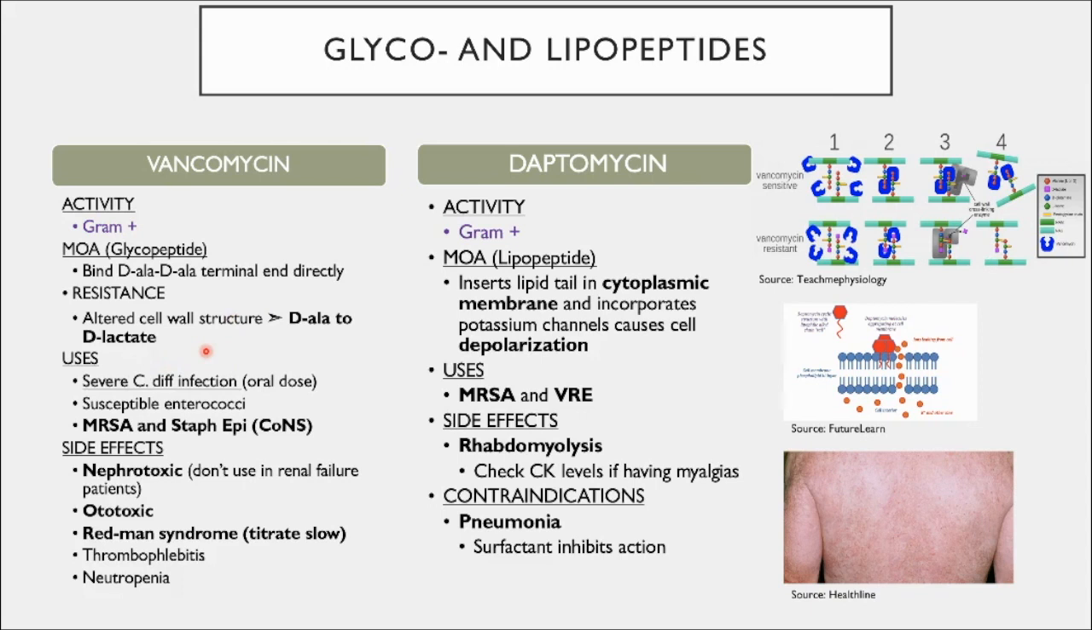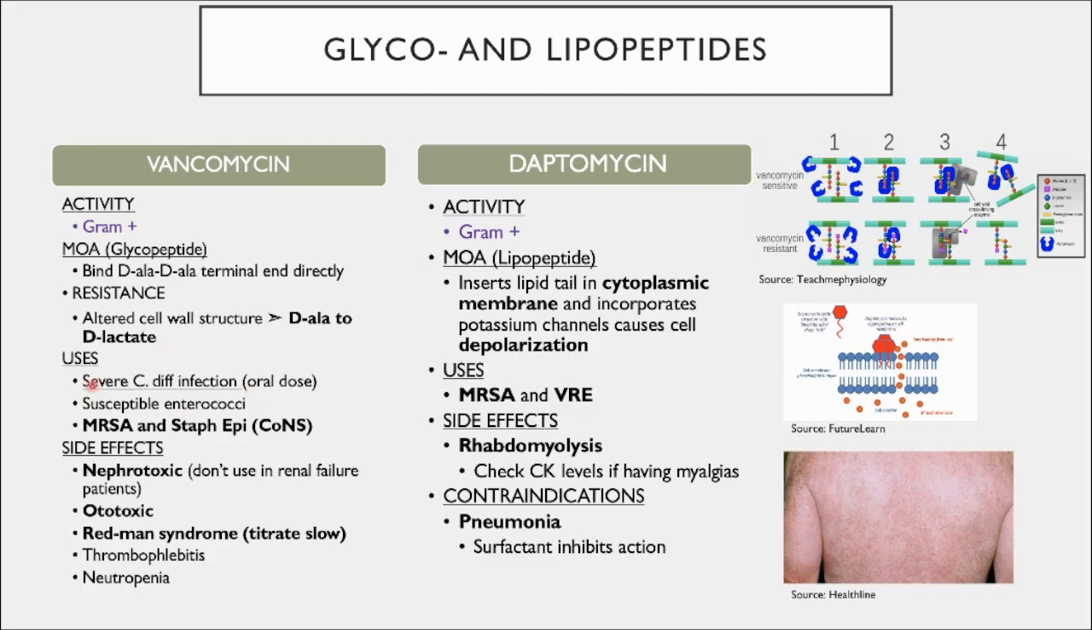So we use vancomycin really for MRSA and Staph epidermidis. You'll see almost everyone in the hospital on vancomycin because we just assume MRSA is out there. You can also use vancomycin to treat enterococci so long as they are susceptible, which is key because there's a lot of vancomycin-resistant enterococcus, or VRE, that we have to worry about.